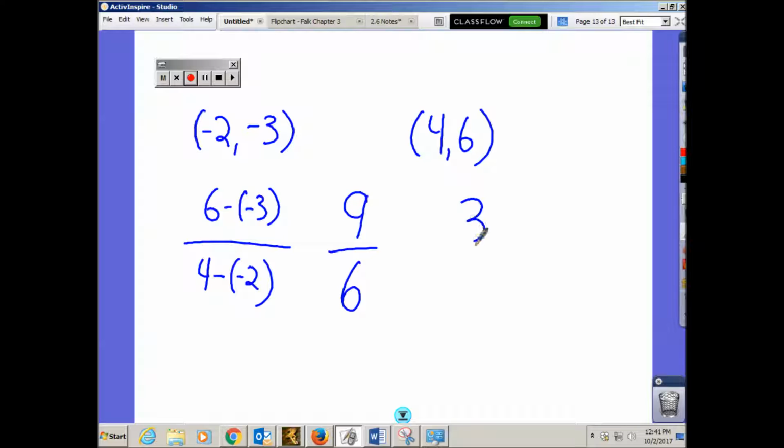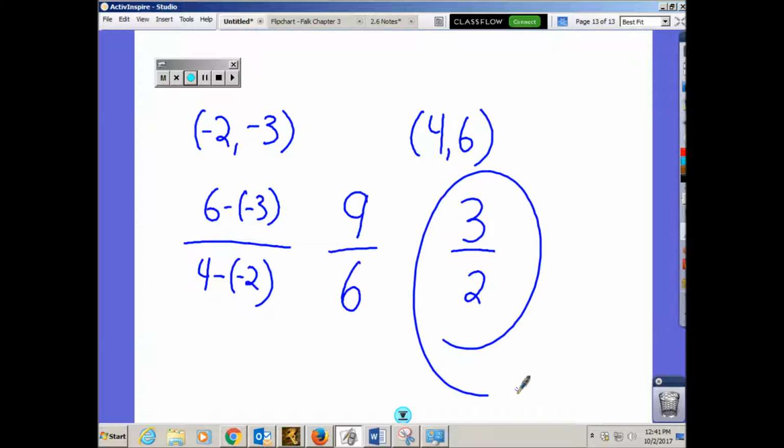And if you have not learned yet in this class, always give Mrs. Falk improper fractions. Do not do mixed numbers. Do not do decimals. Drives me crazy. And especially when you're getting slope, because slope is rise over run. And when you start counting, it's much easier to just count 3 over 2.